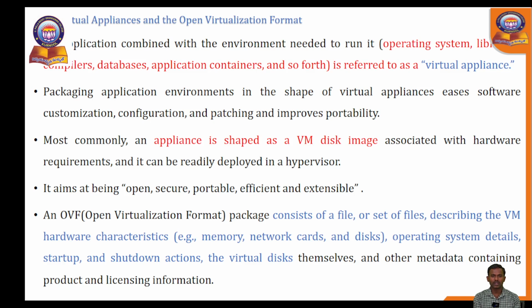The next component is the open virtualization format. So an open virtualization format package consists of a file, or a set of files, describing the virtual machine hardware characteristics: those are the memory, network cards, and disk. Next, operating system details, startup and shutdown actions, and the virtual disks themselves. So all these are the components that exist in an open virtualization format.